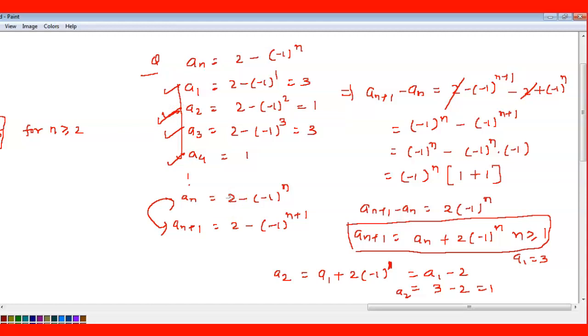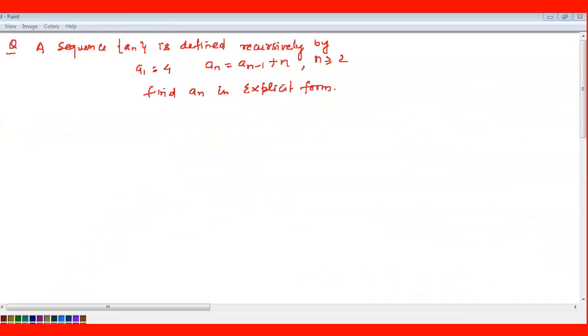Any doubt till here? So now we will see some relations between explicit and recursive functions. The question given here says a sequence an is defined recursively by this, where a1 is equal to 4 and an is equal to the last term plus n. Any term which is given by just the preceding terms is said to be recursive, right? We have already discussed this.